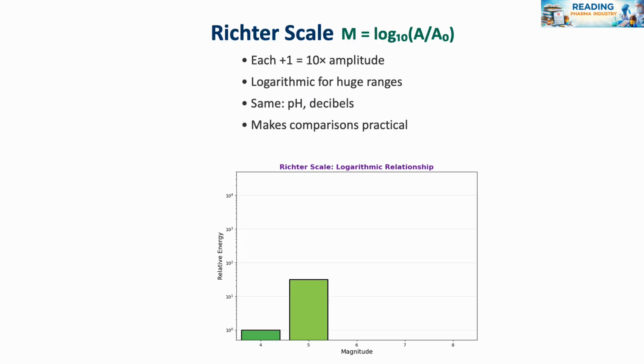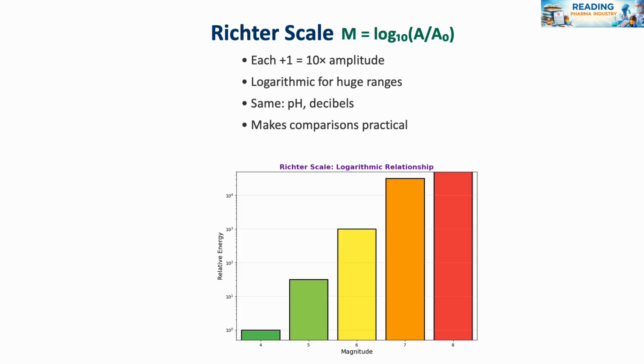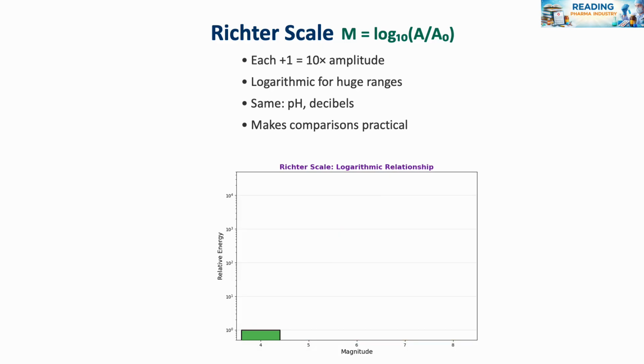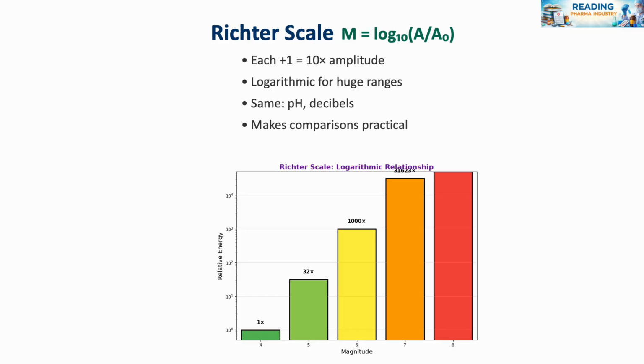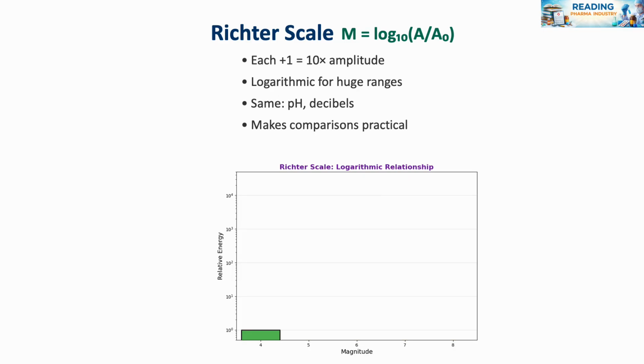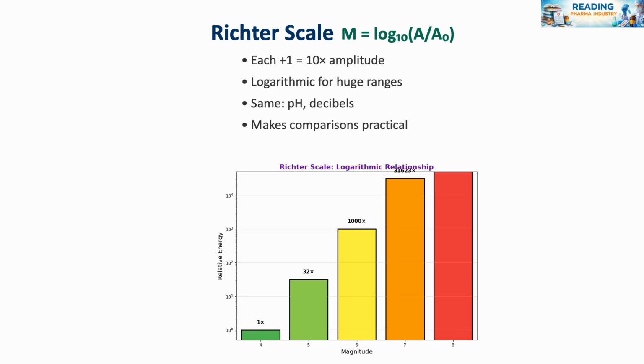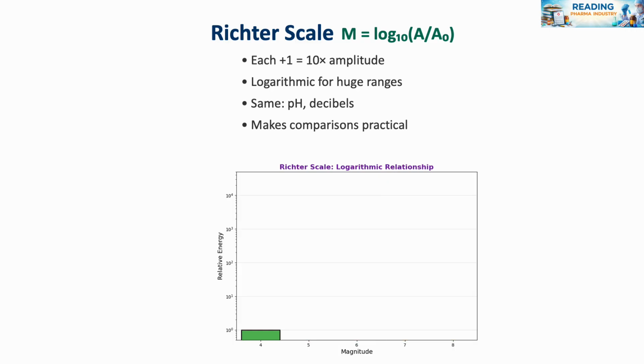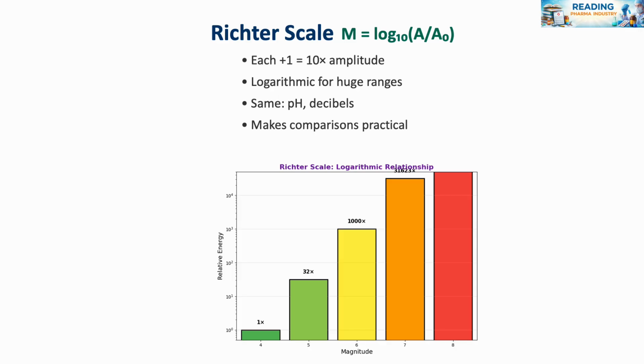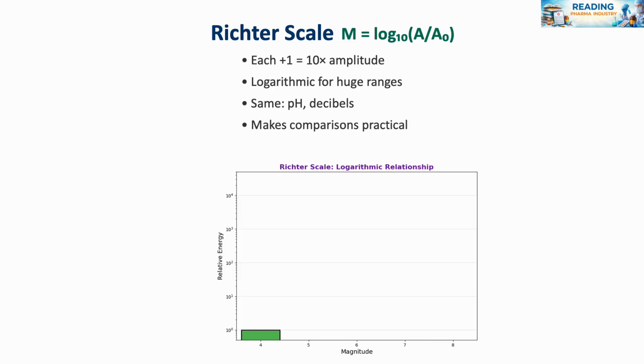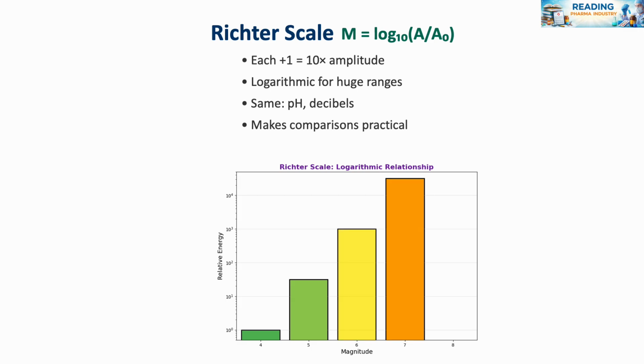The Richter scale is logarithmic. This scale is used to measure the severity of earthquakes. The magnitude equals log base 10 of A over A naught. Each whole number increase represents 10 times more ground shaking amplitude. We use the logarithmic scale when we're dealing with huge ranges, so it makes comparisons much easier.